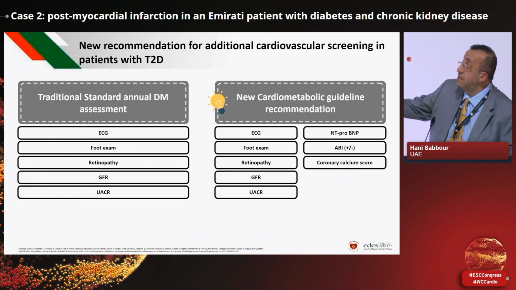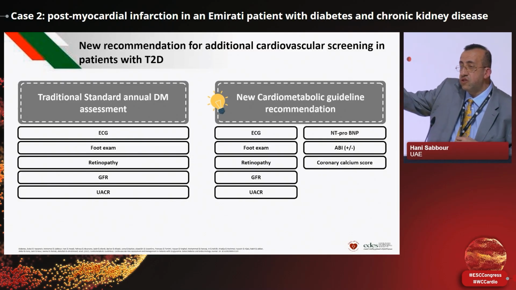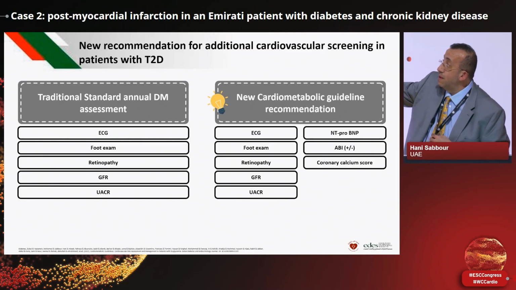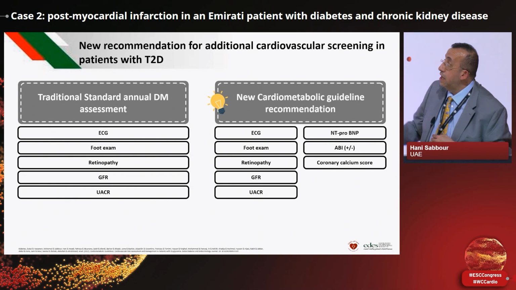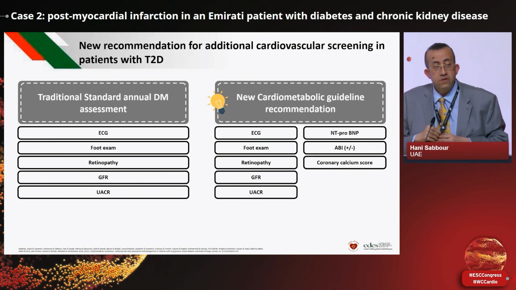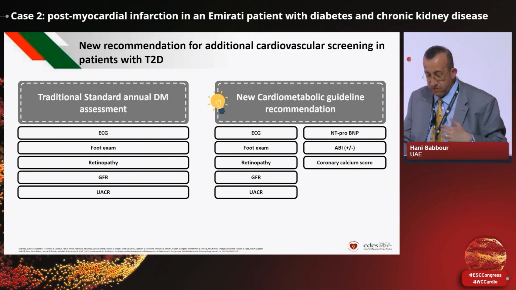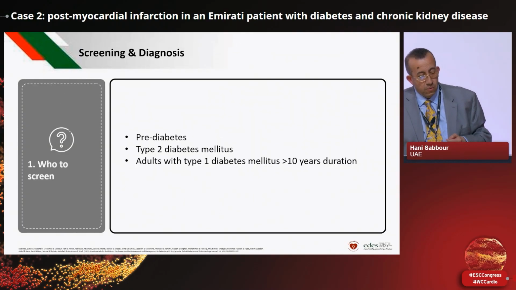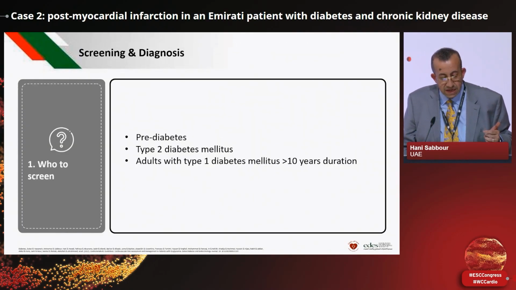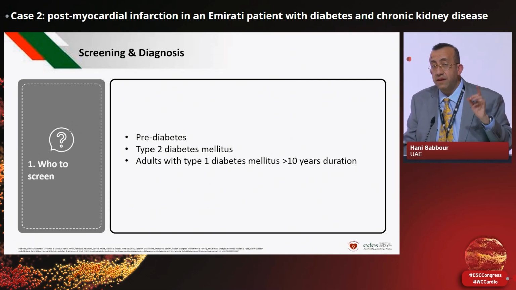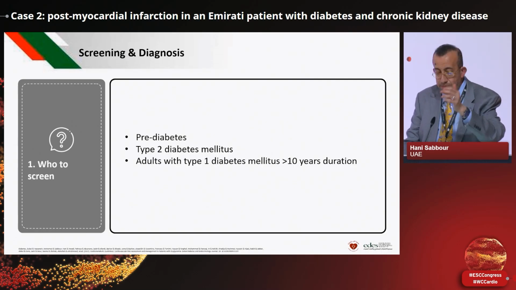This is side by side. This is the American Diabetes Association traditional assessment and our cardiometabolic guideline on the right-hand side. In the text, we also mentioned the use of calcium score in patients who are reluctant to undergo therapies. So additional things as well. So we include pre-diabetics, type 2 diabetics, and anybody with type 1 who's more than 10 years of duration, because those are already high-risk patients.